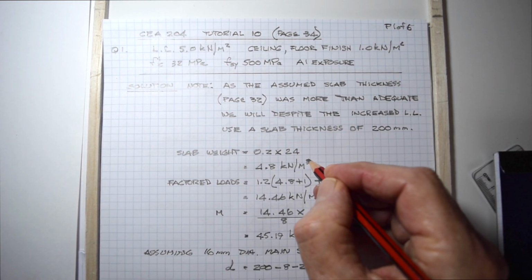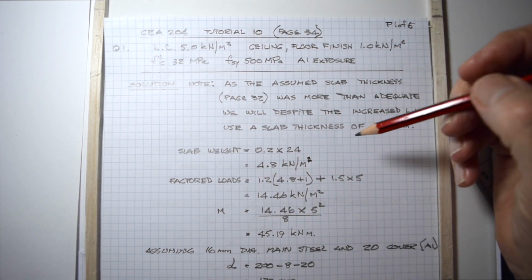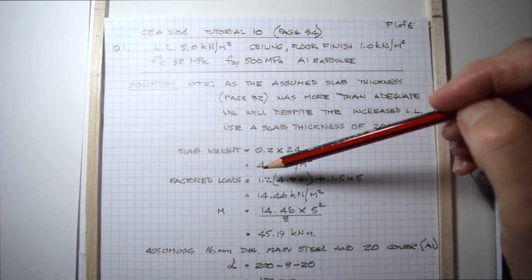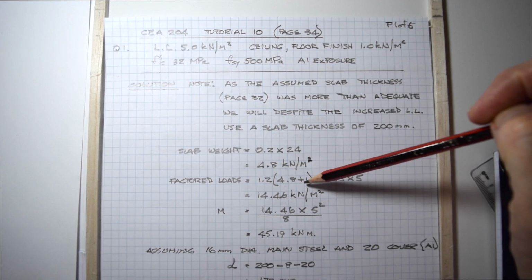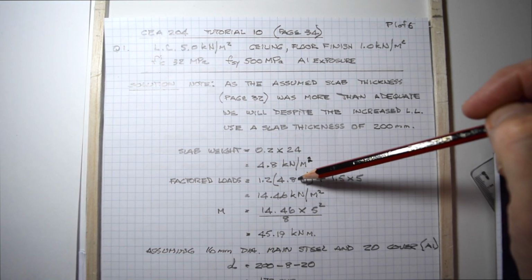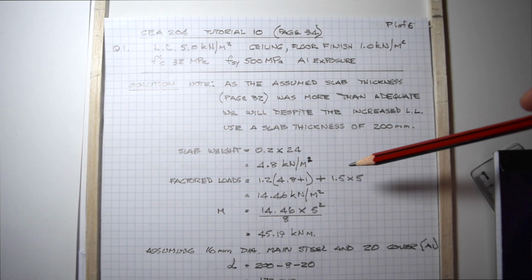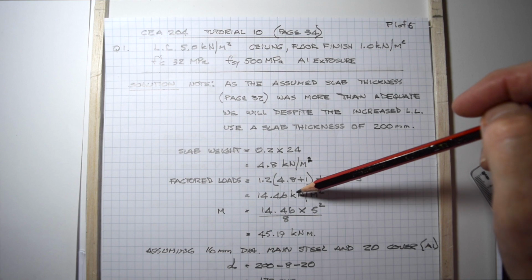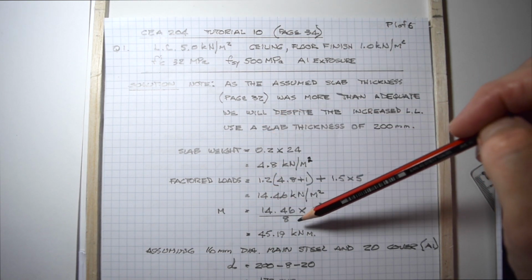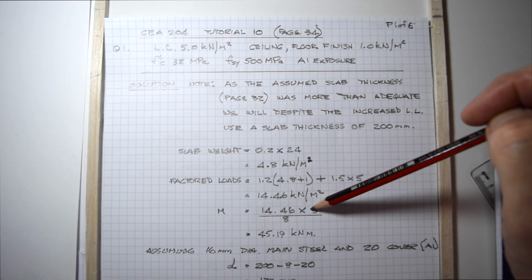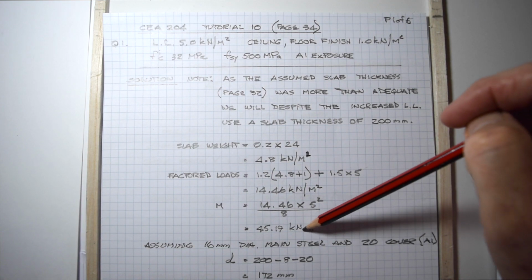Sorry guys, per square meter. It enables me to correct my tutorials before I post them up to you. And then your factored loads are 1.2 times the dead load plus the finishes, plus 1.5 times the live load of 5 kilonewtons per square meter, which gives you a total load of 14.46 kilonewtons per square meter. Now the moment is WL squared over 8 again, which gives you a bending moment of 45.19 kilonewton meters.